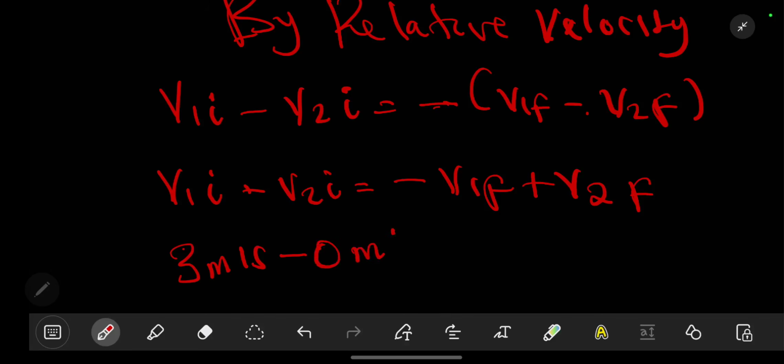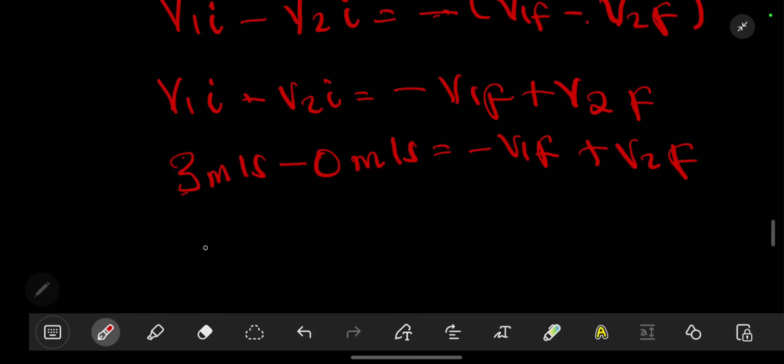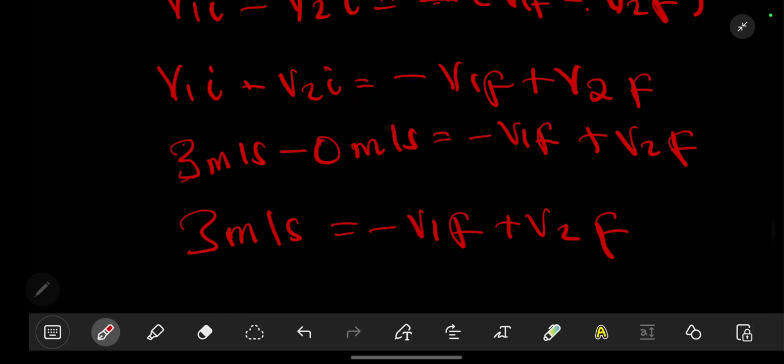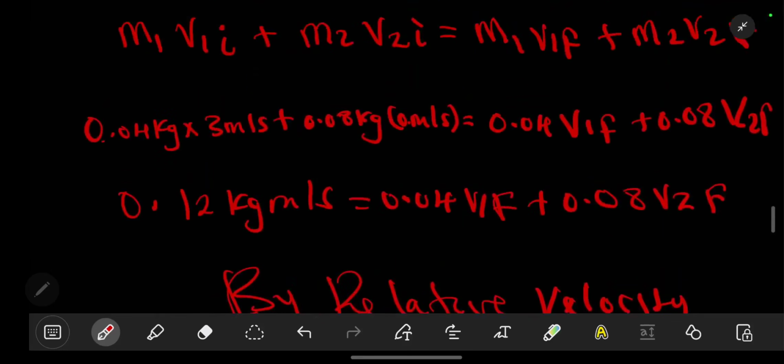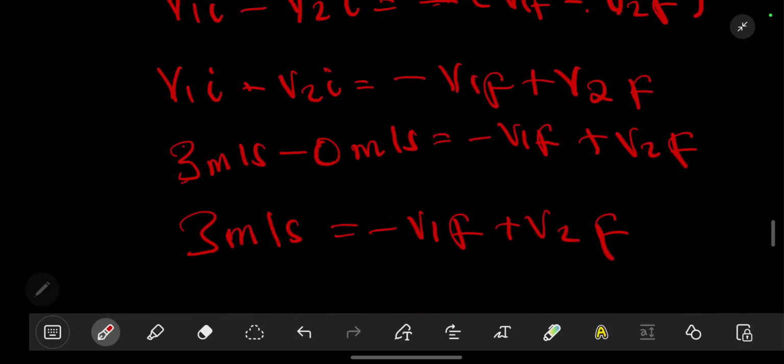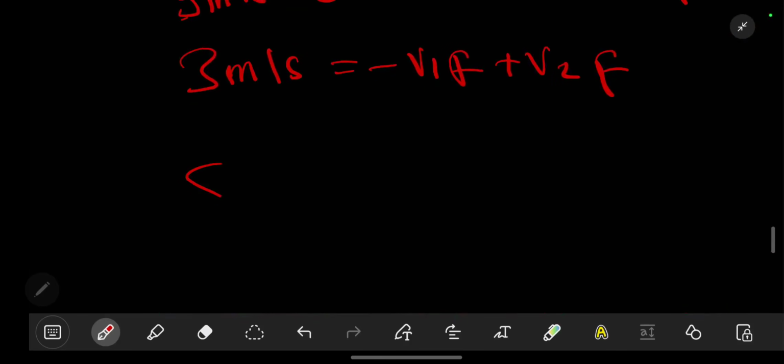So we are going to say 0 meters per second should be equal to negative V1 final plus V2 final. So that we have 3 minus 0, it will be 3 meters per second should be equal to negative V1 final plus V2 final. So this is our equation for that one. Then we are going to solve them simultaneously.